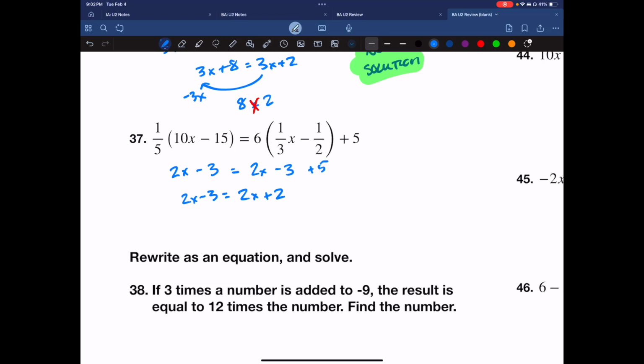So you got 2x minus 3 equals 2x plus 2. This is very similar to the one before. You may see it already. If not, I'm going to move the 2x and get rid of it. That leaves me negative 3 equals positive 2. And just like before, this is a false statement. So just like before, my answer is no solution, which you can write one of two ways.